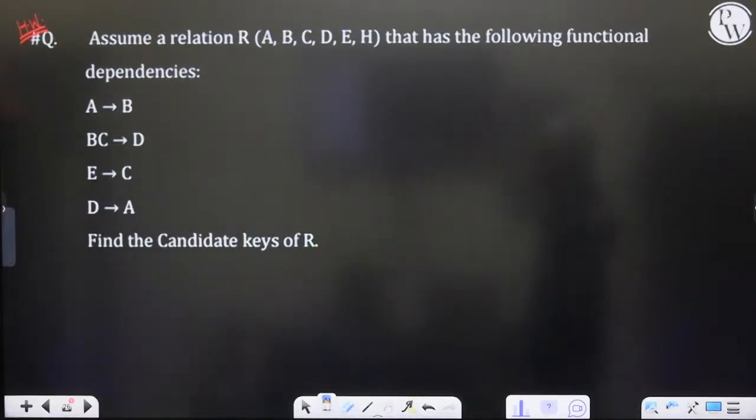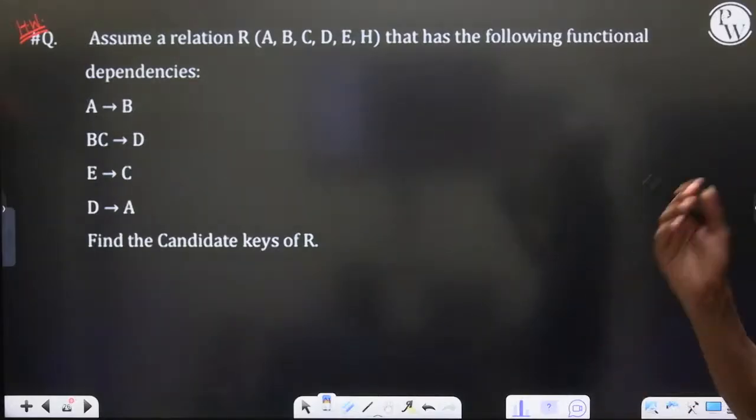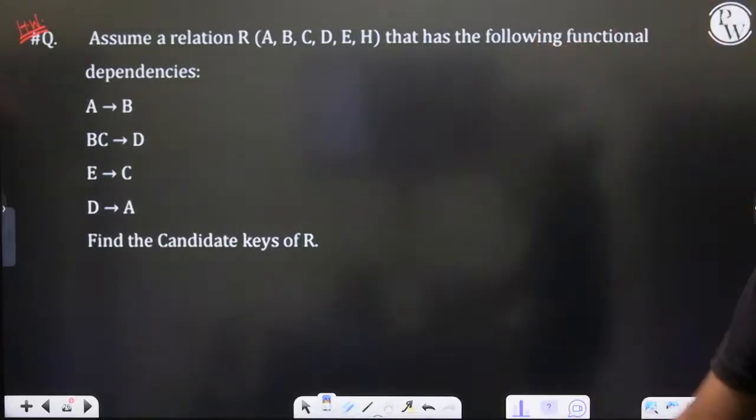Most of you are correct. Ananta, you did not read the question carefully. In the relation, we also have the attributes H and E, and those two attributes are not present in the right-hand side of any FD. Therefore, E and H both should be present in every candidate key. So you cannot say A, D, AC. So your answer will be wrong.